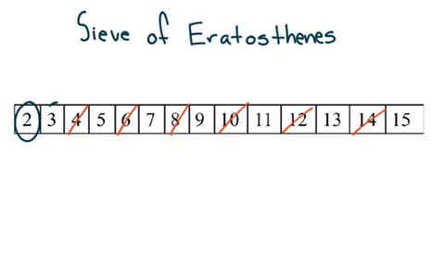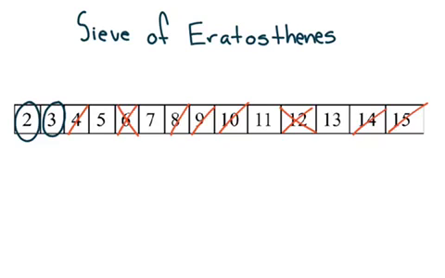Identify the second prime number in the list, which in this case is 3, and go ahead and mark off its multiples. So we'd go ahead and mark off 6 again, mark off 9 for the first time, mark off 12 again, and mark off 15 for the first time.